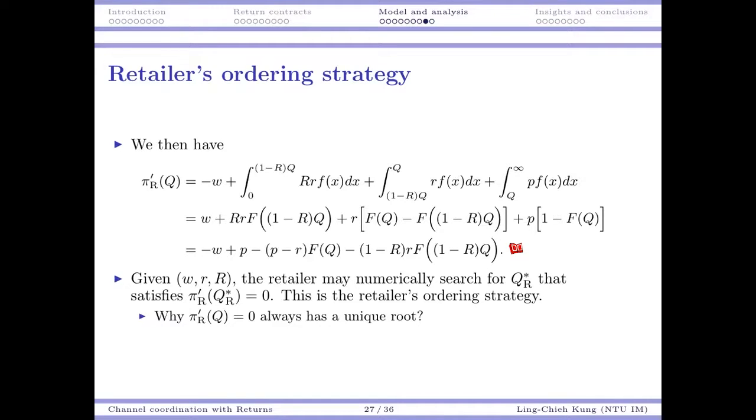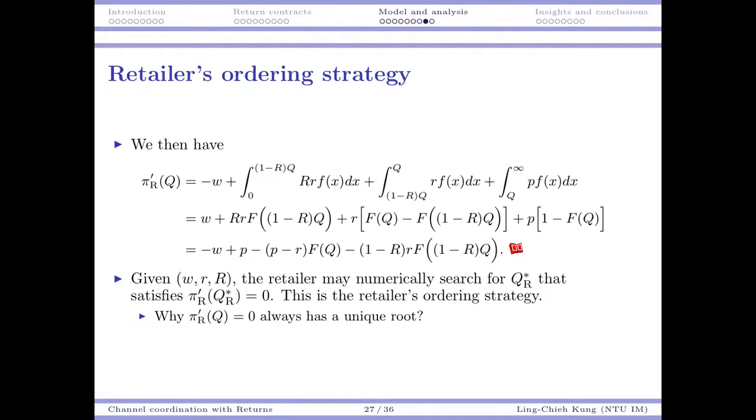Of course we know that the retailer should choose a quantity to satisfy this particular thing equals zero. Okay, that's my first order condition. The retailer should choose a quantity that makes the first order derivative zero. So numerically, or when the function is tractable, we can find q to satisfy this equals zero. That's the retailer's ordering strategy.